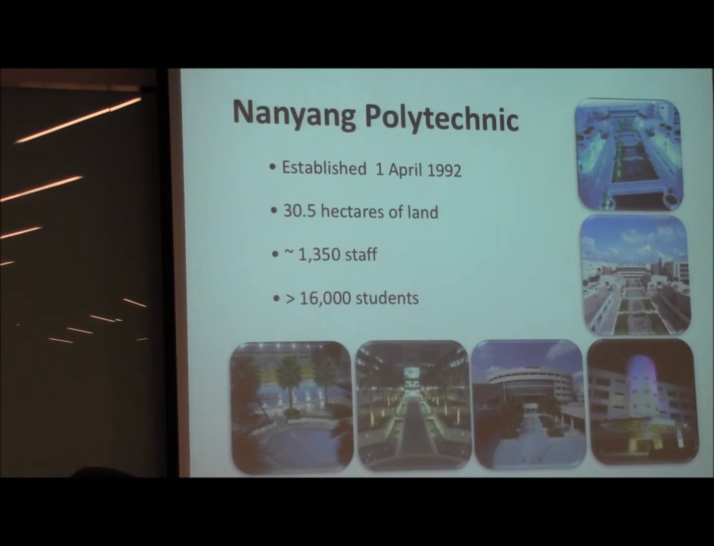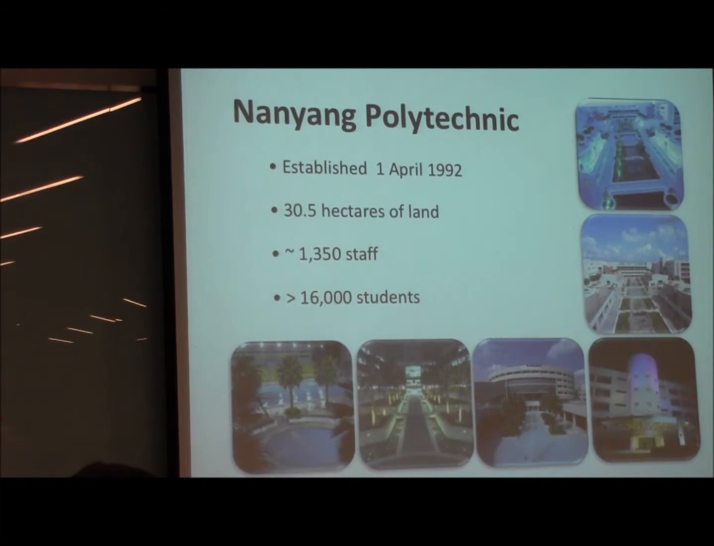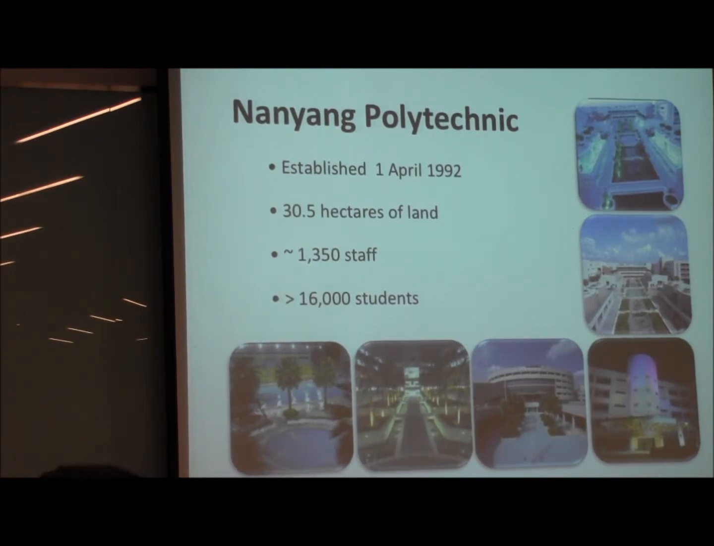We are an Institute of Higher Learning, and we occupy about 30.5 hectares in the northern part of Singapore. Relatively, it's a huge place in Singapore, and that's the reason why we actually built an app for that. Later on, I will share a little bit more. Currently, we have about 1,300 staff and over 16,000 students. I don't know whether there are any NYP students here who are also taking part in this competition.